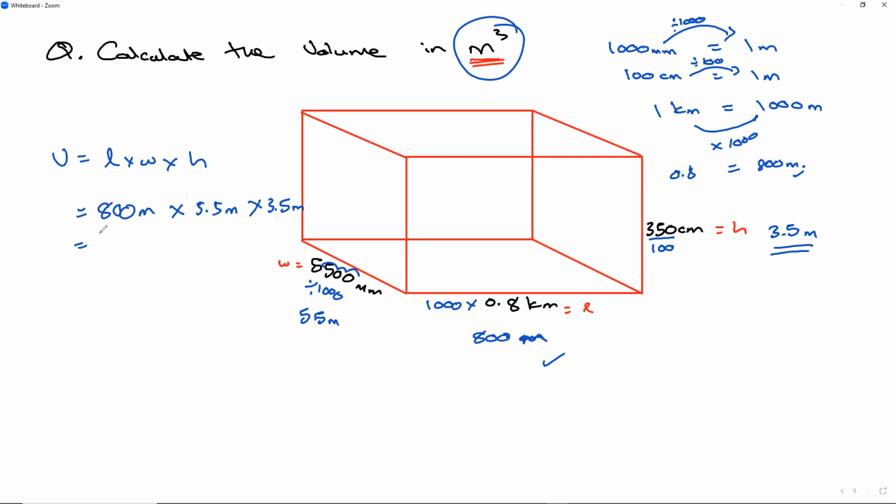And so we take 800 multiplied by 5.5 multiplied by 3.5. That'll be 15,400 meters cubed for this question over here. 15,400 meters cubed.